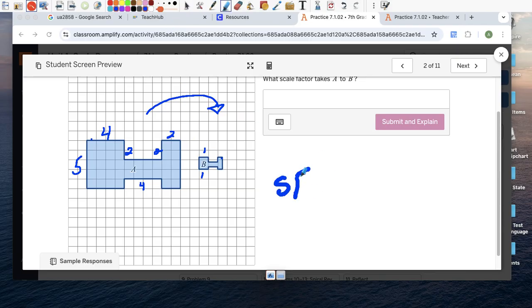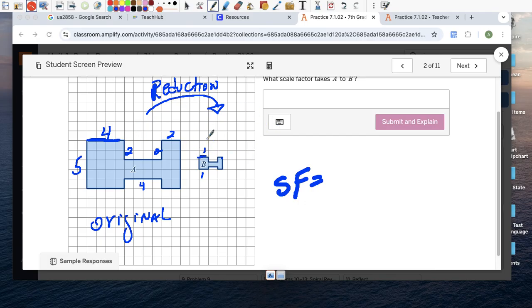So, scale factor, and in this case, you can tell it's a reduction, right? It's getting smaller. So each of these sides on the original, and this is the original, was multiplied by a scale factor to get the copy version. So we can say that the 4 became a 1, right? This 4 here, this side, corresponds to this. How does a 4 become 1? Well, it's a scale factor.